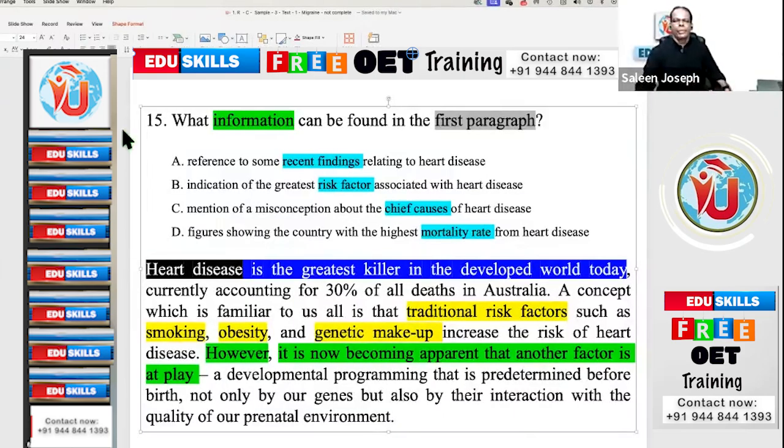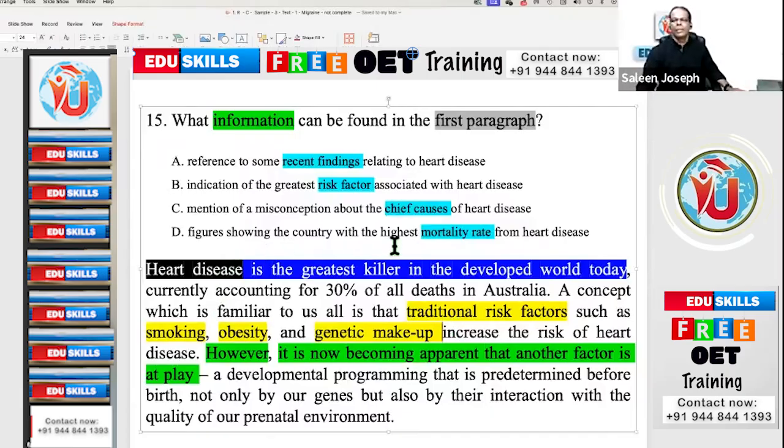Now, after however, is there some reference to some recent findings relating to heart disease? Indication of the greatest risk factor: do they speak about the greatest risk factor? No, they are speaking about heart disease being the greatest killer. They are not speaking about the greatest risk factor. A mention of a misconception about chief causes of heart disease: do they speak anything about chief causes? No, they are just mentioning traditional causes and modern new causes, old causes and new causes that are found out.